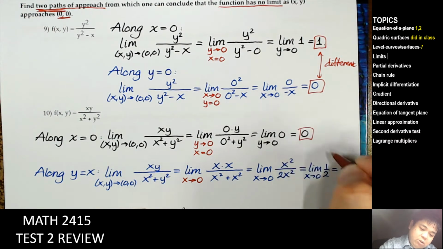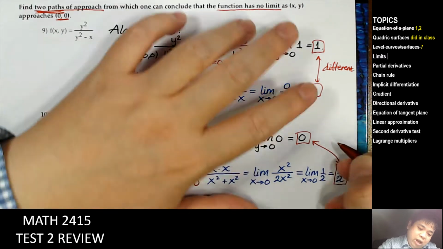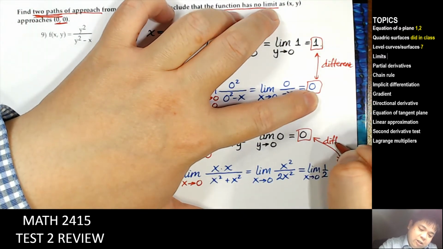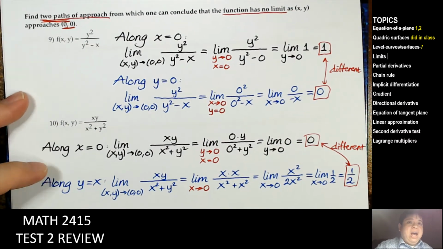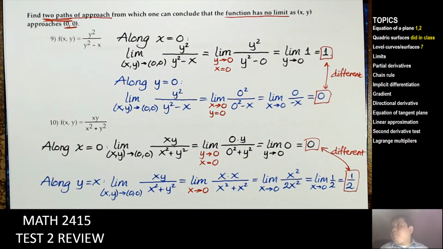So this is the result. We have different values here. So with different limits on two different paths, the limit does not exist. And that's what we do.